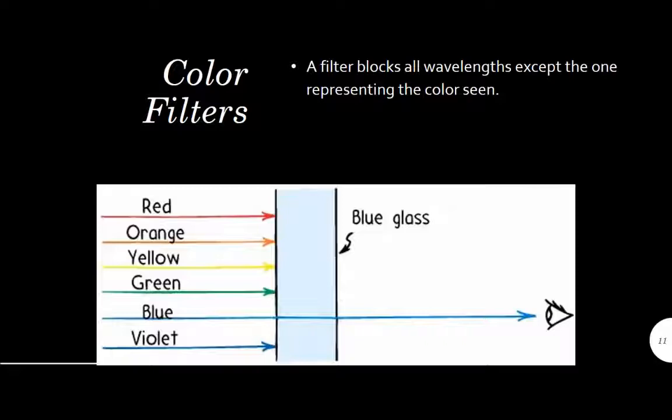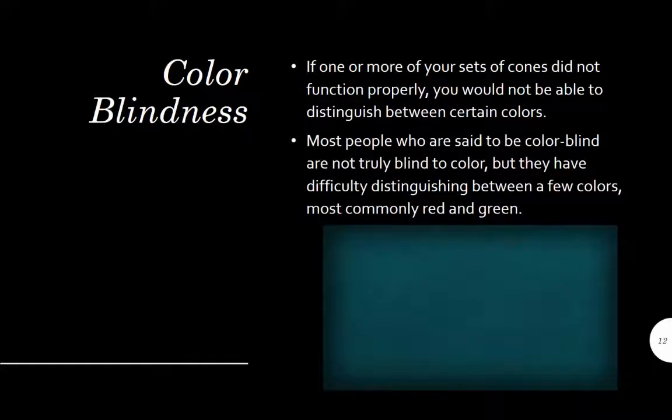Okay. But you may be asking yourself as we're having this discussion about color and seeing color, well, does everybody see the same thing? Well, to a certain extent, no, right? Because we know that there are people like me who are colorblind. And so what is colorblindness? Well, it turns out that if one or more of your sets of cones doesn't properly function, you're not able to distinguish between certain colors.